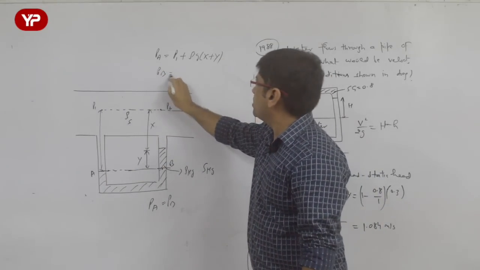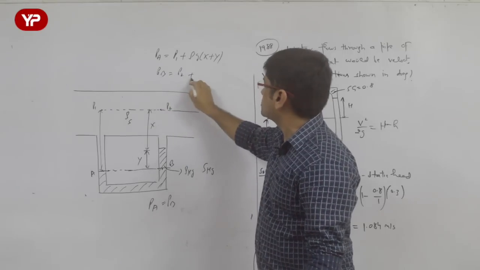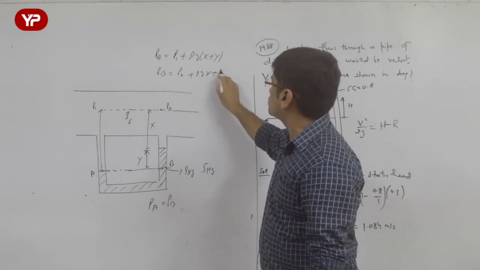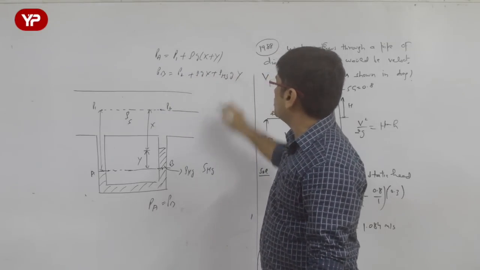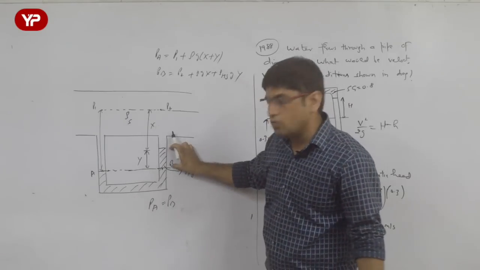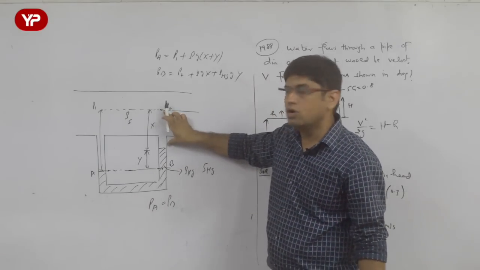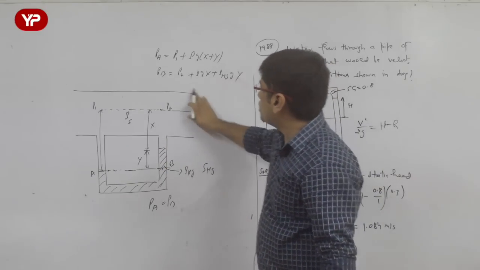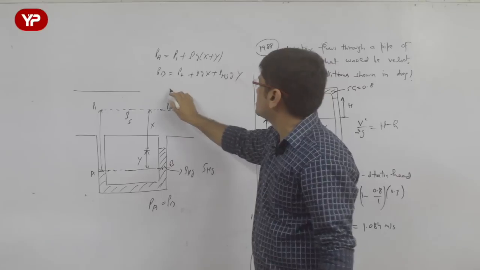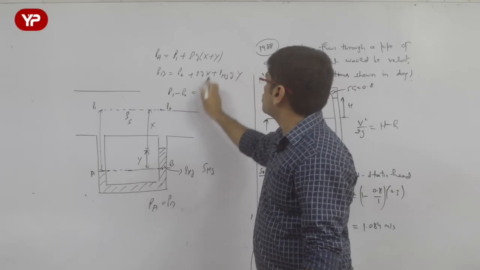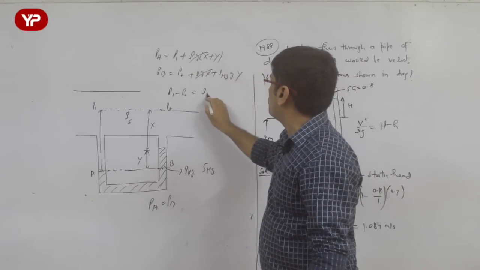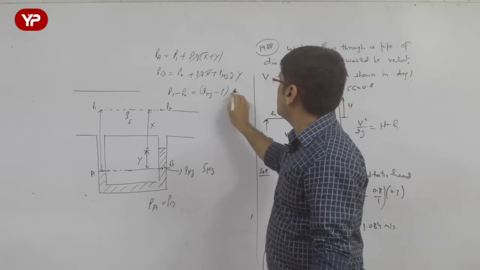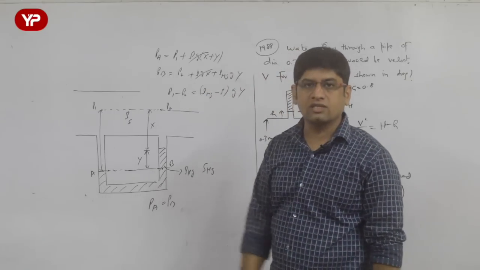What is PB? PB is P2 plus rho into G into X plus rho mercury into G into Y. This one is mercury, this one is of density rho. So rho into G into X plus rho mercury into G into Y. If I equate these two, what I am going to get is this. P1 minus P2, rho G X will get cancelled out. Rho mercury minus rho into G into Y. That is the answer which I am getting.